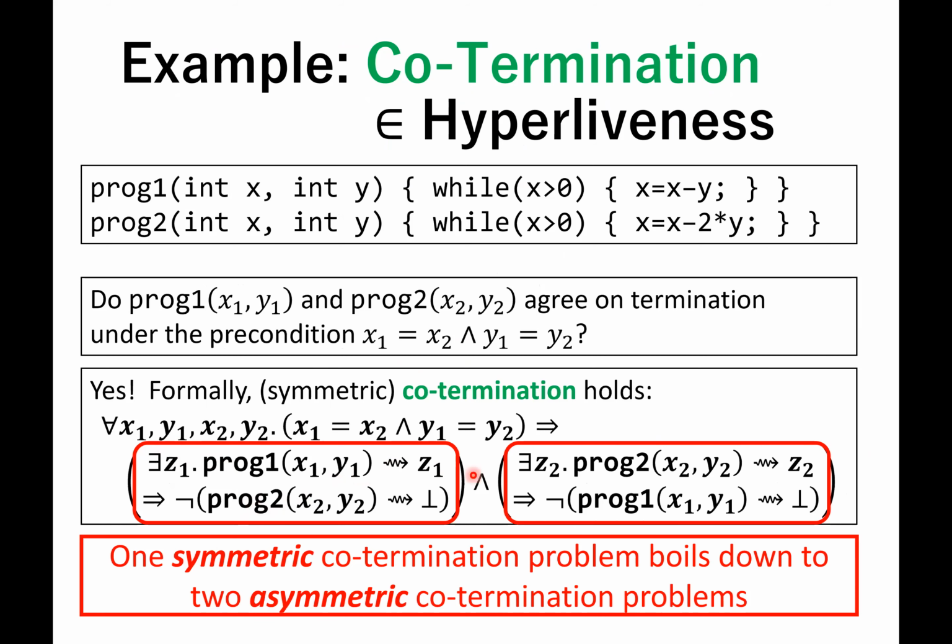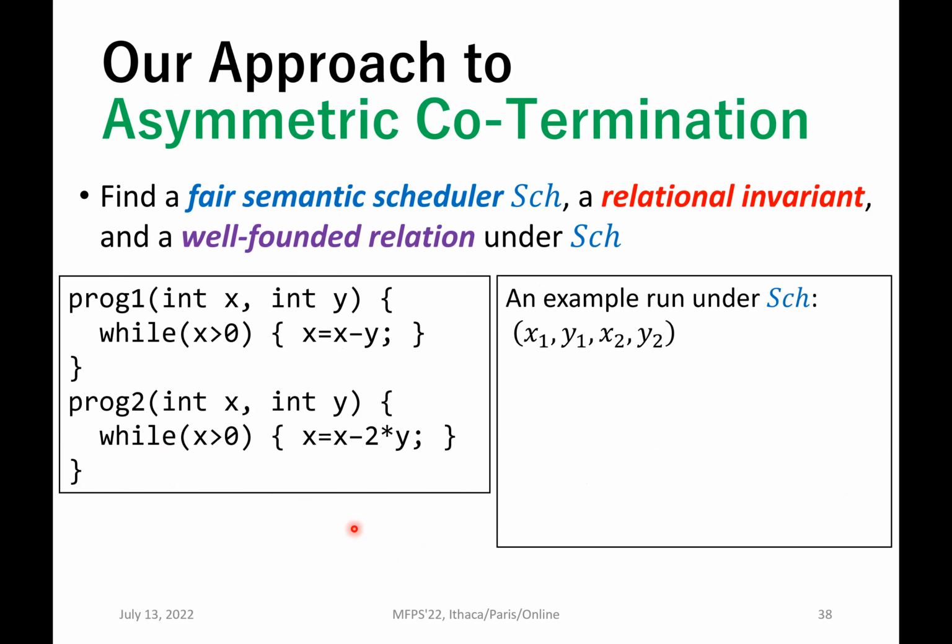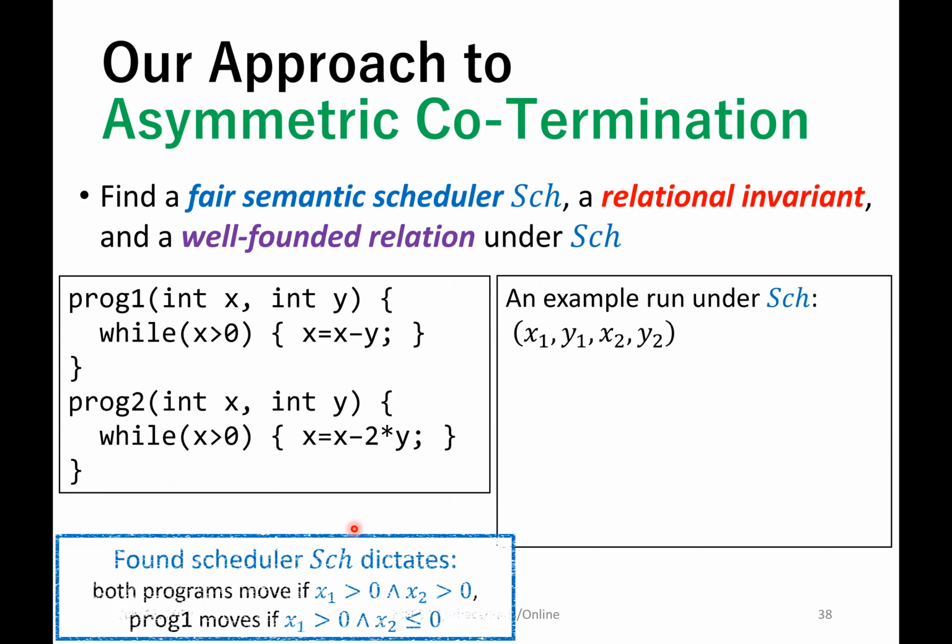Co-termination property, which means that two programs agree on termination, which is again reduced to the problem of synthesizing a fair semantic scheduler and relational invariant and a well-founded relation that witnesses relative termination.